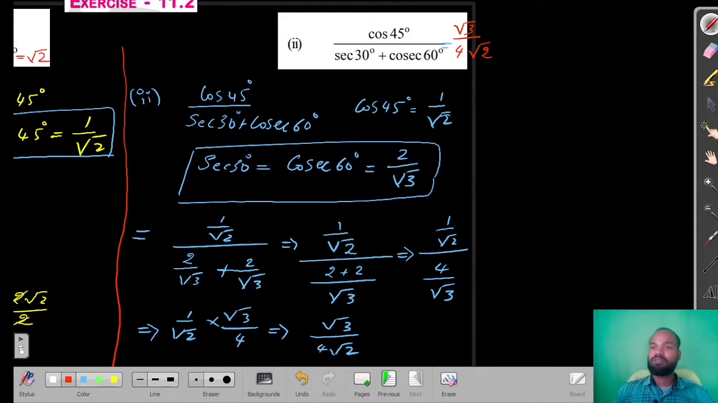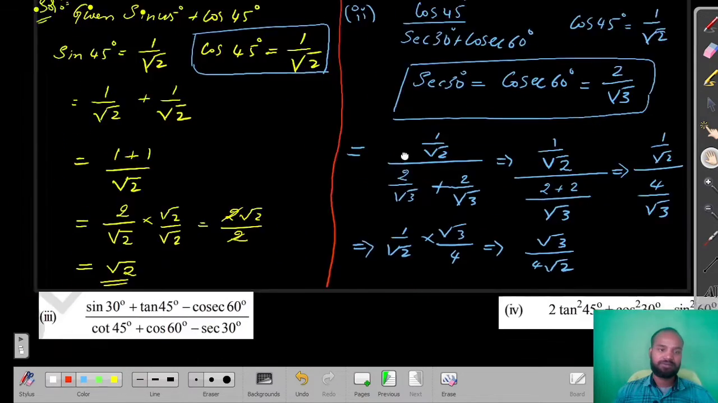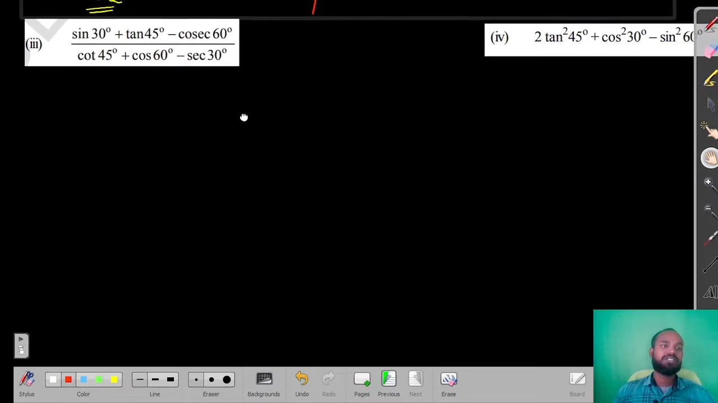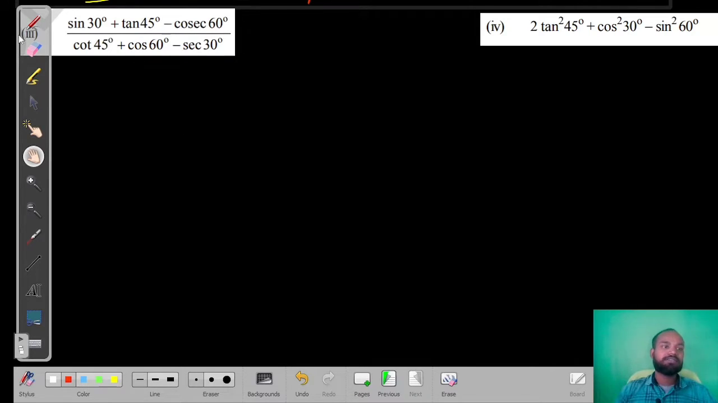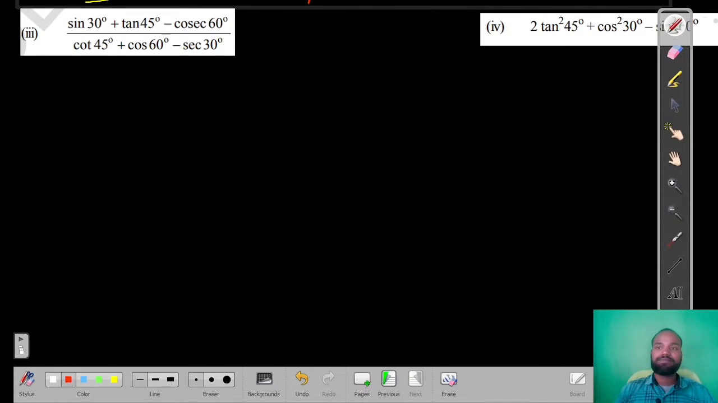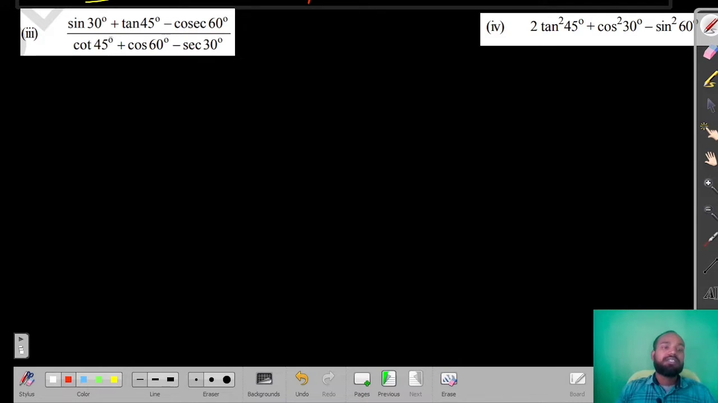So we are moving to the next problem. What is the third problem given here? See what is given here: sin 30 plus tan 45 minus cosec 60 degrees by cot 45 degrees plus cos 60 minus sec 30. We are going to do this problem.